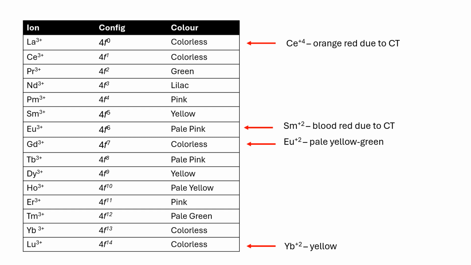Now we can talk about some isoelectronic species. For example, cerium 4+, as I said, has no electrons in the f, d or s. And so it's an f0 situation, but this one has an orange-red color, not because of f-f transitions, because there are no electrons in the f, but because of charge transfer from the ligands, for example. Similarly, samarium, that has a blood-red color, is also due to charge transfer in this case. Now it's isoelectronic with this one. It does have f electrons, but the charge transfer is more important.